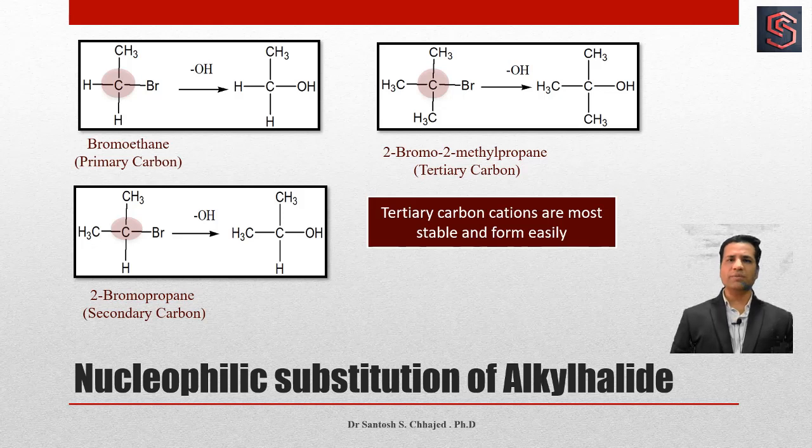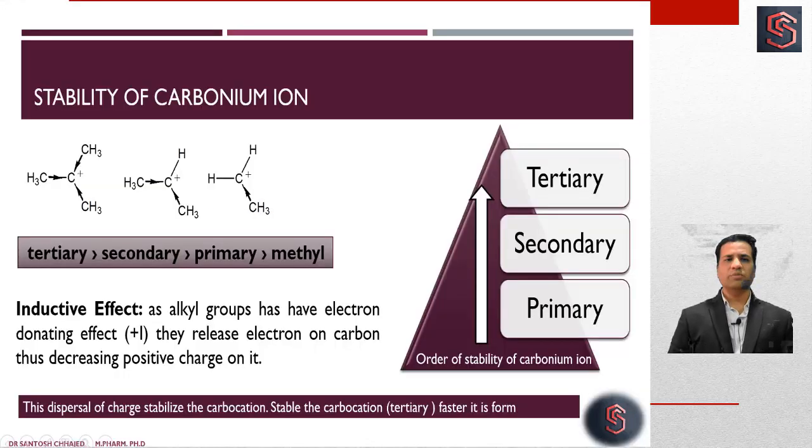The product formed will be the same, the corresponding alcohol, but how it gets converted, whether in one step or in two steps, will decide whether the reaction is SN1, nucleophilic substitution unimolecular, or SN2, nucleophilic substitution bimolecular. When you react a tertiary alkyl halide, it allows the formation of a carbocation, because we already learned that tertiary carbocations are more stable than secondary and primary, and secondary are more stable than primary carbocations. You can see the order of stability in front of you.